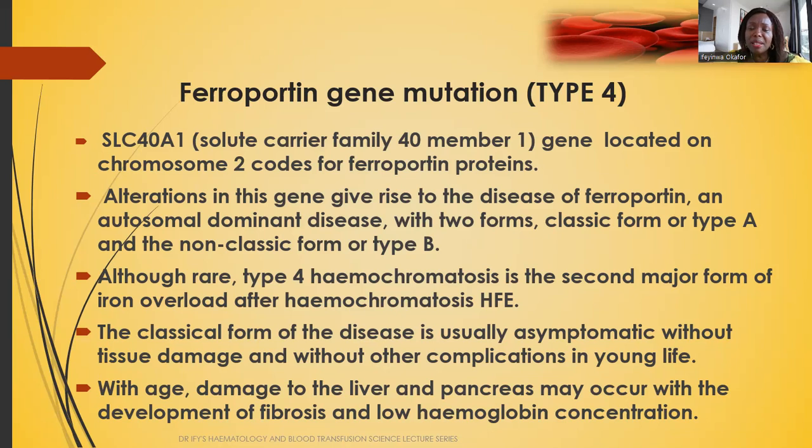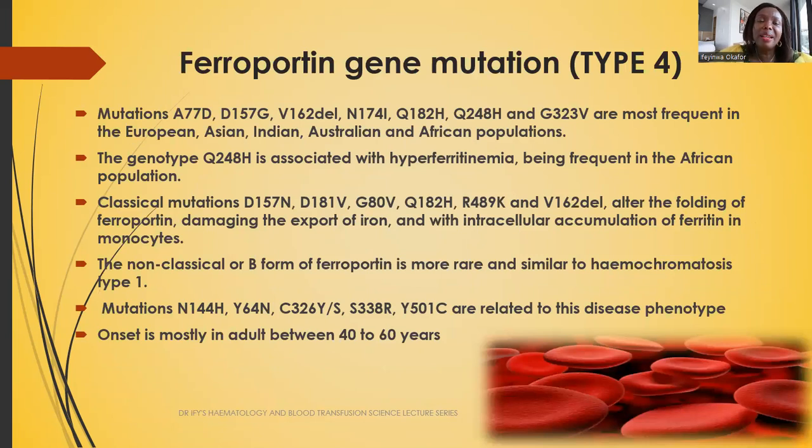The classical form of the disease is usually asymptomatic, without tissue damage and without other complications in young life. With age, damage to the liver and pancreas may occur, with development of fibrosis and low hemoglobin concentration. There are mutations that can cause type 4 hemochromatosis in the ferroportin gene: the A77D allele and the D157G allele, as stated on the slide.